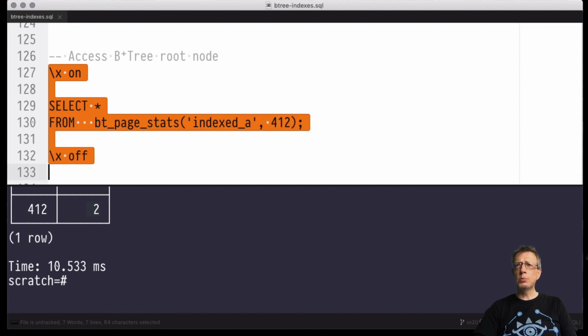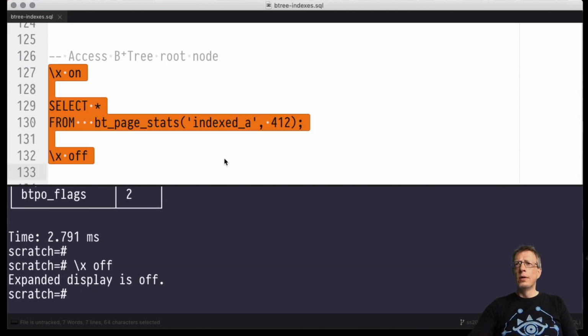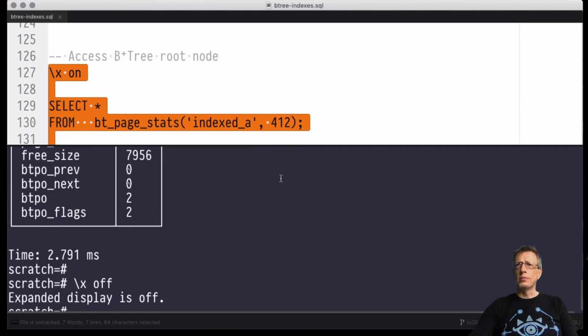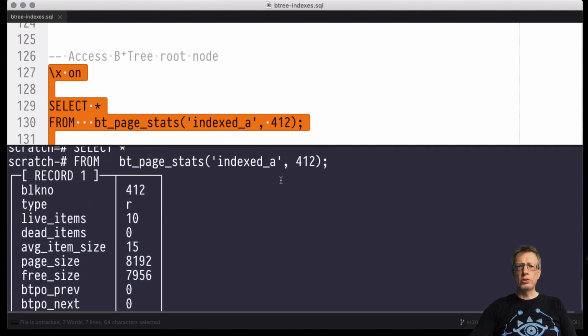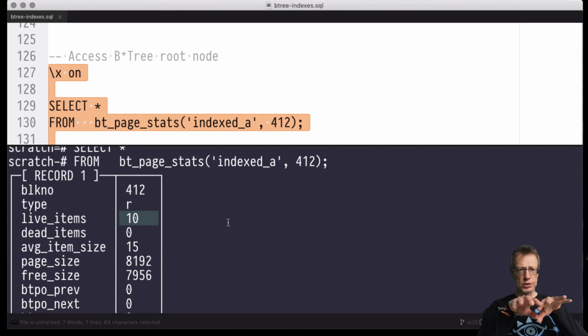Let's switch to vertical display for that. Okay, so that would be some summary information about node 412, which is the root node of our B+Tree. And indeed, its type is indicated as R, which means this is a root node. There would only be one node indicated with type R in the entire B+Tree, of course. Live items is 10. That means that there are 10 index entries inside this root node, and so 10 pointers are pointing to 10 different search subtrees below that root node. This is what we find there.